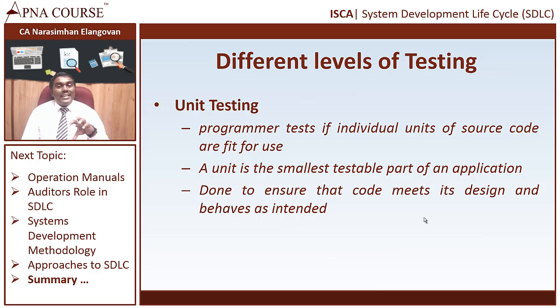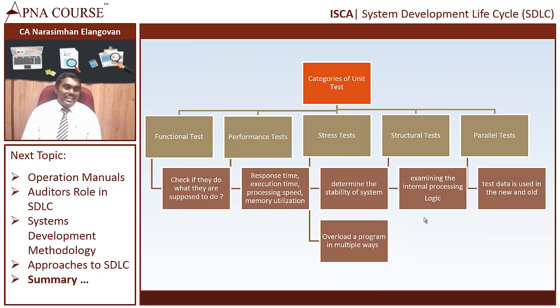This unit testing can be bucketed under various categories. Let us spend a few minutes under each of these categories. The first type of unit testing is called functional testing. Functional testing evaluates whether the software is performing the required activity. In other words, whatever it is supposed to do, is the software performing it?